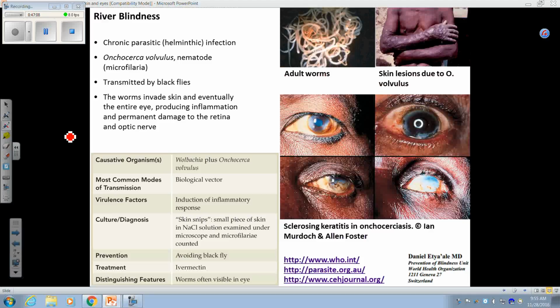Now this is an infection that is transmitted by black flies. Common in Africa. We pretty much can say it is in Africa. It's caused by the nematode. You can see the adult worms here. Onchocerca volvulus. As far as I remember, although I wouldn't take my words to the bank, in this case, black flies are not the biological but the mechanical vector. So microfilaria resides in the fly, just waiting to be transmitted to humans, right?